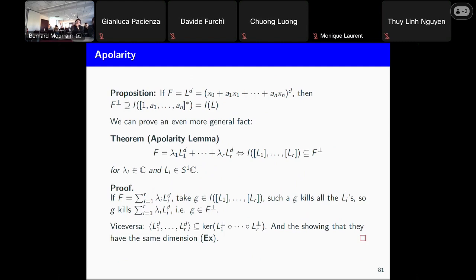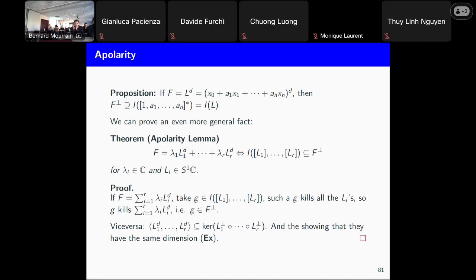And the proof, one implication is easy. If you have your f that is some linear combination of powers of linear forms, you take an element G in the ideal of these points. Since it belongs to this ideal, it kills all the Li's. So if it kills all the Li's, then it also kills your f. And so it's clearly inside f perp.